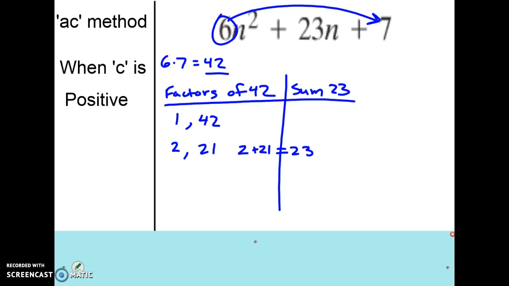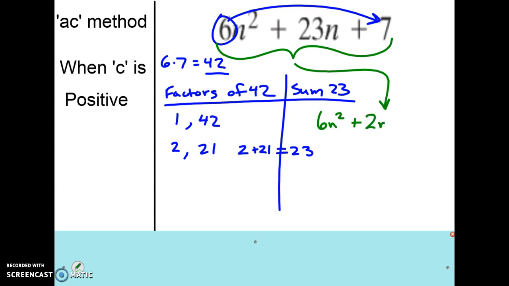we can't just split them up because of that 6 in front. So really what we have to do is take this whole expression, and we're going to split that 23n into two parts. It's going to look like 6n squared plus 2n plus 21n plus 7. So this 2 and 21, we found those factors. That's where we're getting the 2n plus 21n. So we're splitting up that 23n into 2n plus 21n.